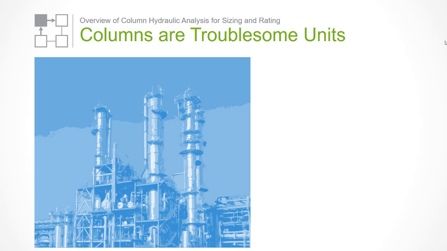This topic will cover an overview of column hydraulic analysis for sizing and rating in Aspen Plus. Distillation columns are notorious for being difficult to operate, difficult to troubleshoot, or for being process bottlenecks. In addition, distillation columns typically consume approximately 40% of the total energy used in plant operation.